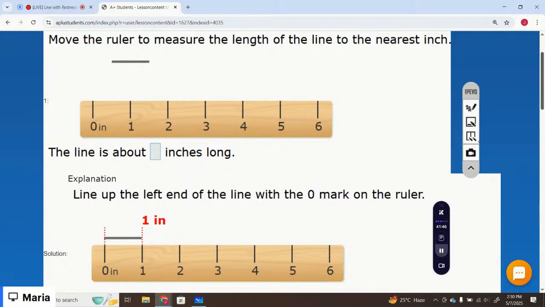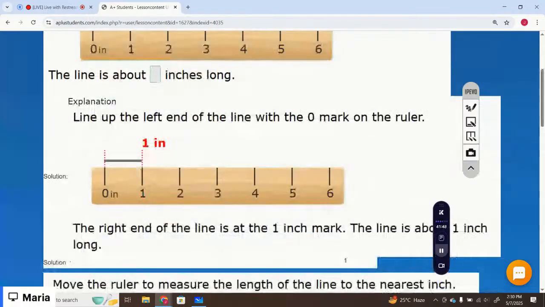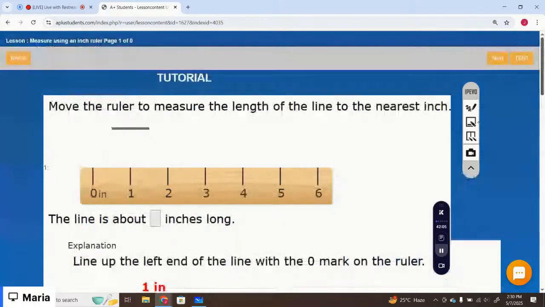So you just have to line up the left end of the line with the zero mark on the ruler. So the line is just 1 inch long. Inch is the unit to measure the length. We have different units to measure the length, but here the ruler usually measures inches. Let's just start with the test questions.